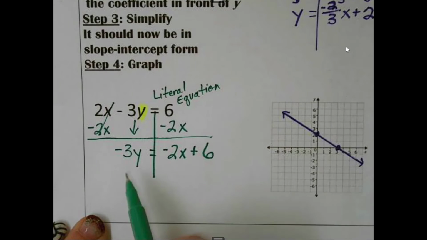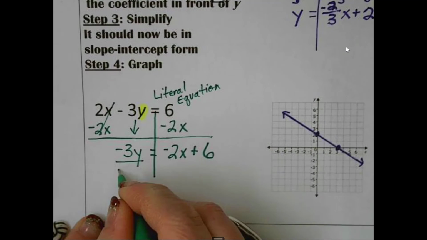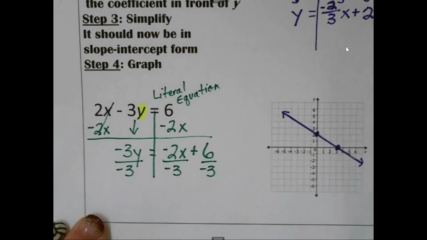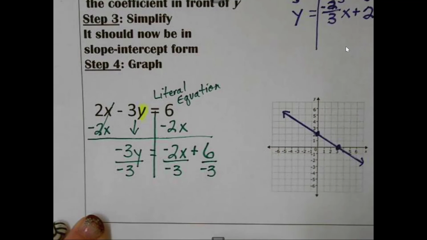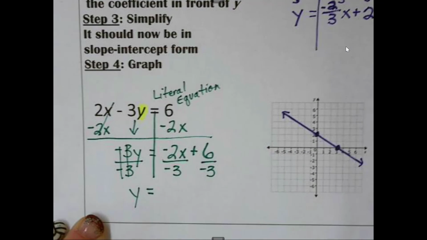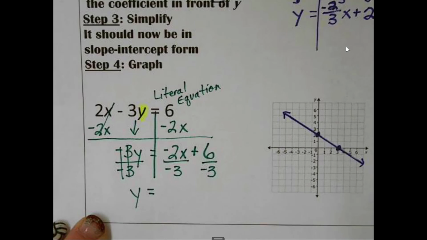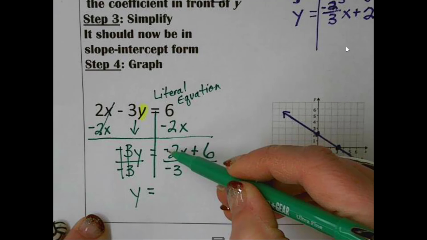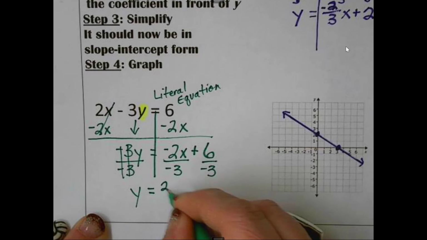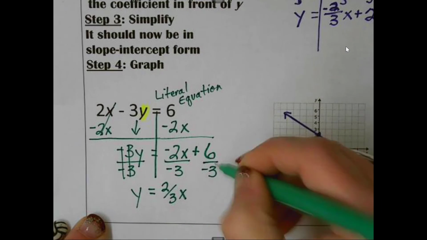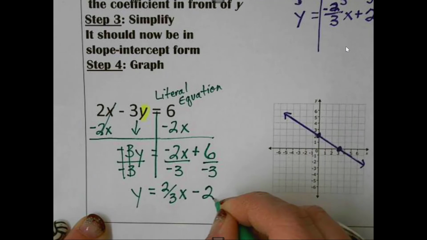Well, this time when we divide, the coefficient is negative 3, so be aware of that. Make sure you have negative 3 on everything. And then we simplify. Remember, our goal is to get it solved for y. We don't want negative y, just positive y. We have two negatives, and a negative divided by a negative is a positive. And then 6 divided by negative 3 is negative 2.